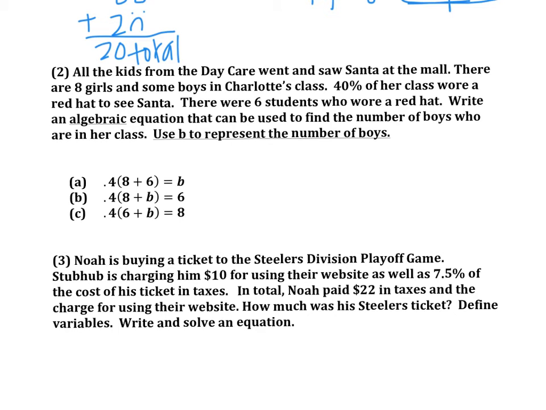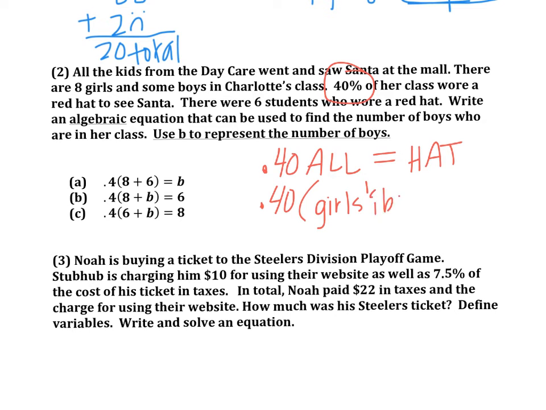Now, there's a couple things we need to unpack here. We need to know how 40% is written in an equation, which is 0.40 or 0.4. 40% of all the kids wore the red hat. So this is my setup. 40% times all the kids wore the hat equals the hat. 40% of all the kids, and the kids were girls and boys. And those were the kids that wore the hat.